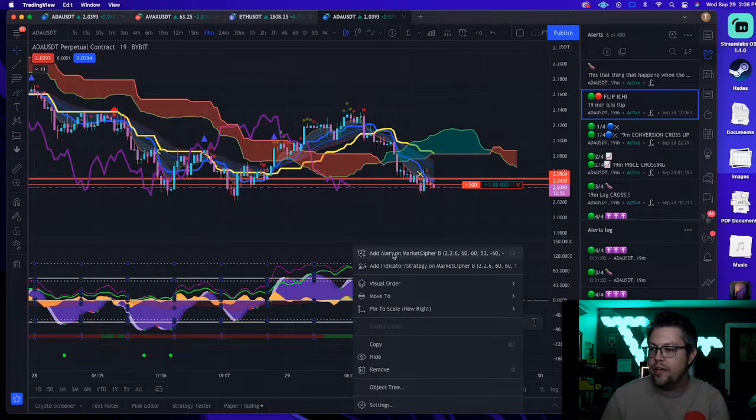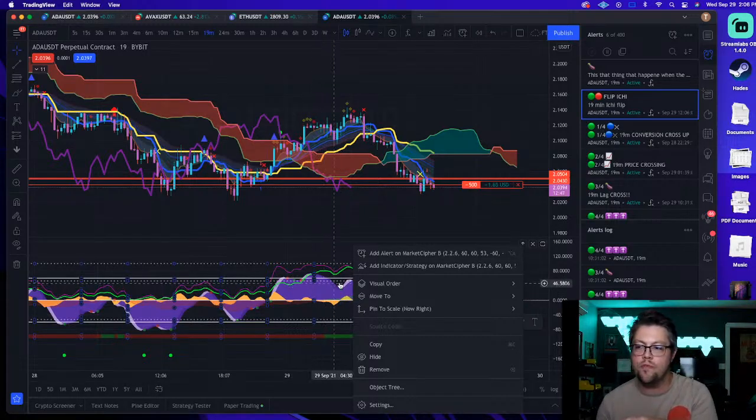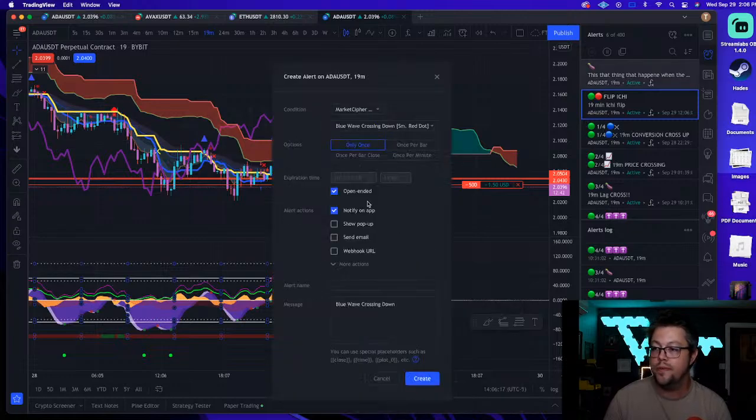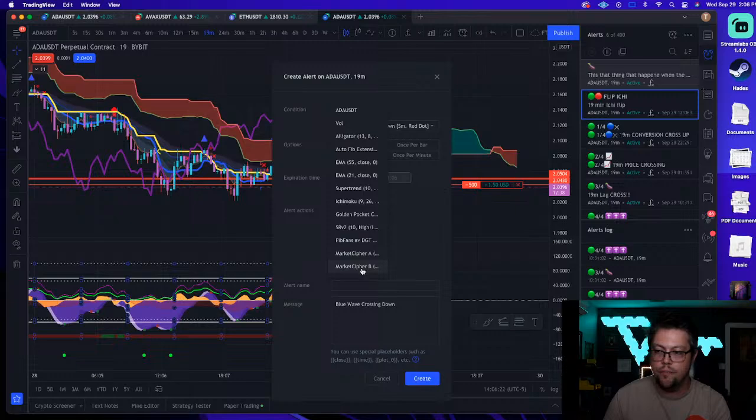We are showing you. Let's see. So add alert on Market Cipher B. It knows, because I right-clicked down on Market Cipher B, that's where I wanted to add the alert, which is cool. Like, that's very intuitive and helps you. So it starts you with the condition Market Cipher B.